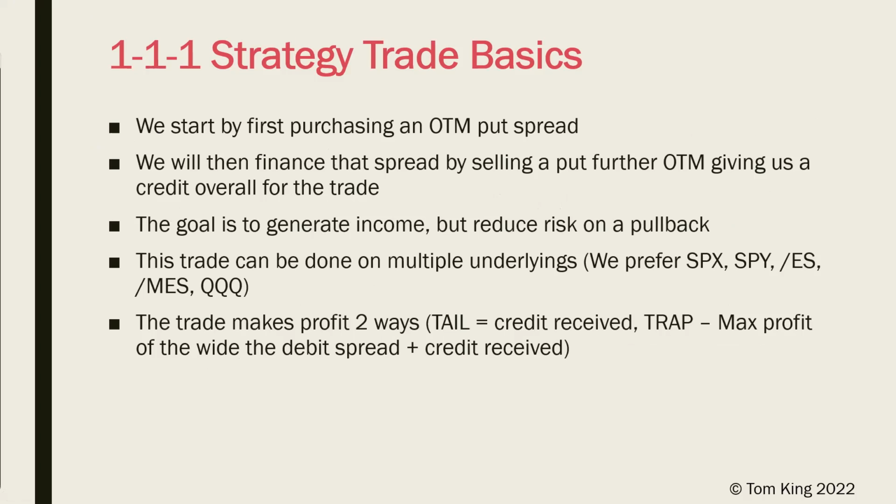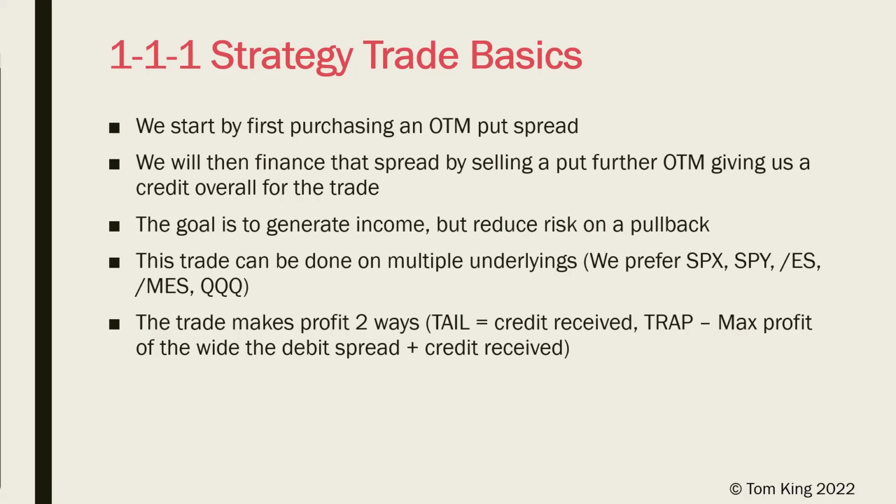So let's talk about the strategy, and then we'll get a little deeper into how we put these on as well. But in this trade, we start by purchasing an out-of-the-money put spread on the underlying. We're then going to finance that put spread by selling another put farther out of the money, but with enough credit to give us a positive credit overall for the trade. The goal for me is to generate income, but also reduce my risk.